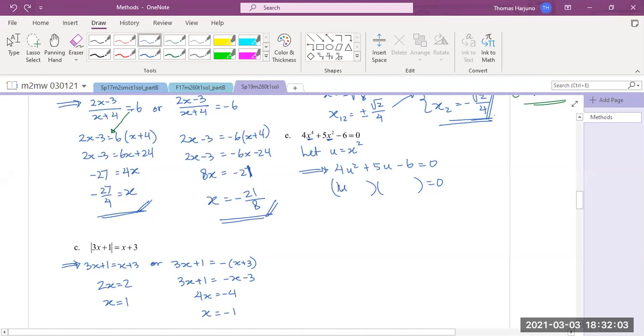It must be 4u and u plus 2 here, minus 3 here. So u equals 3/4, u equals negative 2. So x squared equals 3/4, x squared equals negative 2. So you should say no real solution.